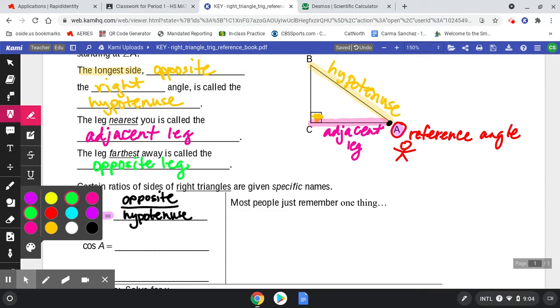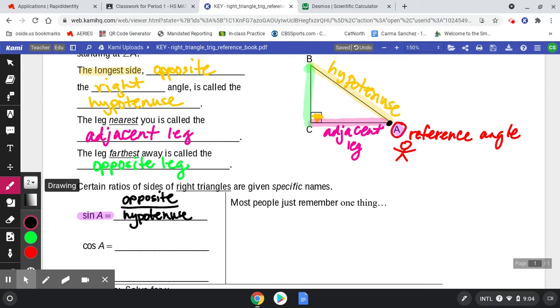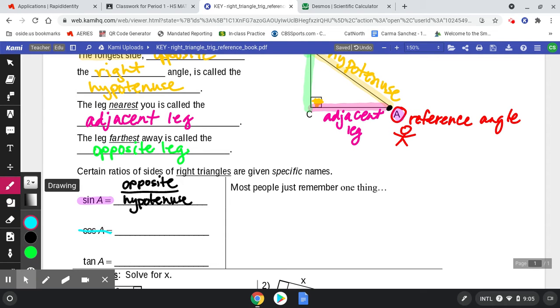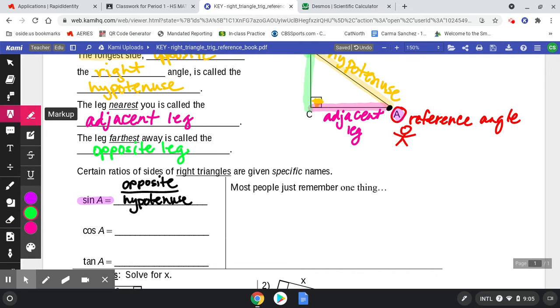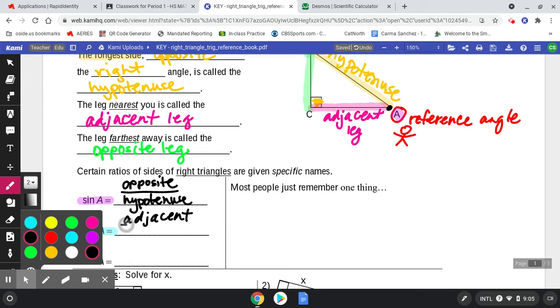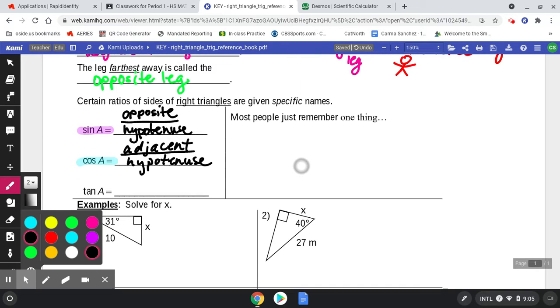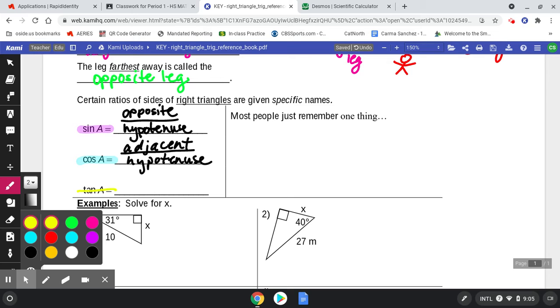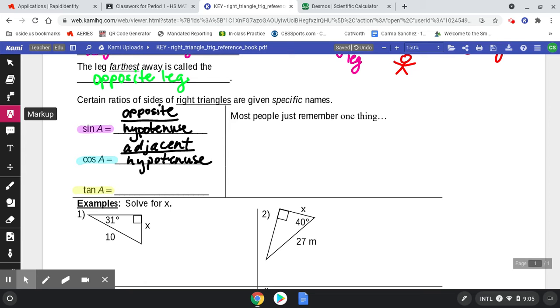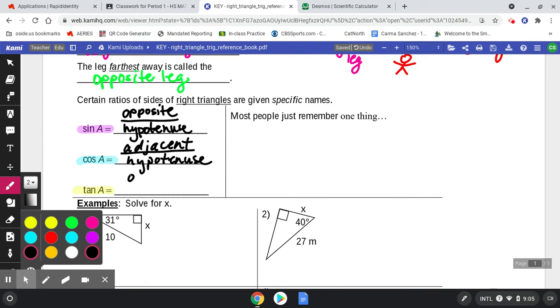Okay, let's take a peek at the next one, cosine. The cosine of A is going to be the adjacent over the hypotenuse, the adjacent leg's value. And finally, our last one is the tangent. The tangent of A is the opposite over the adjacent.